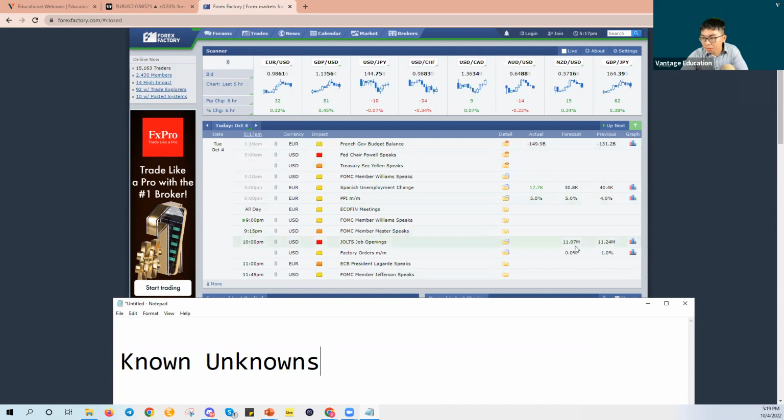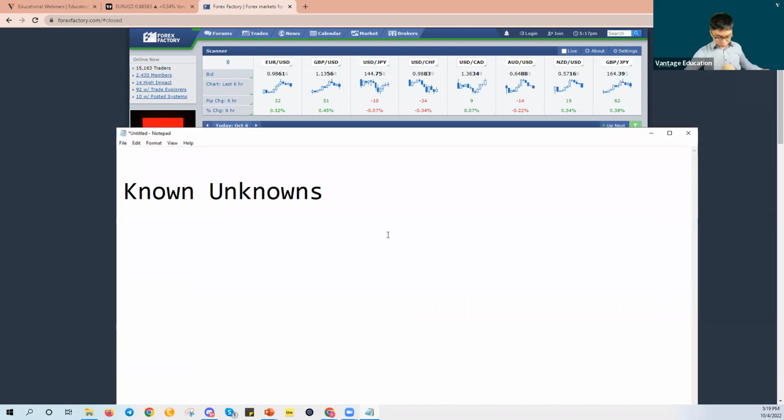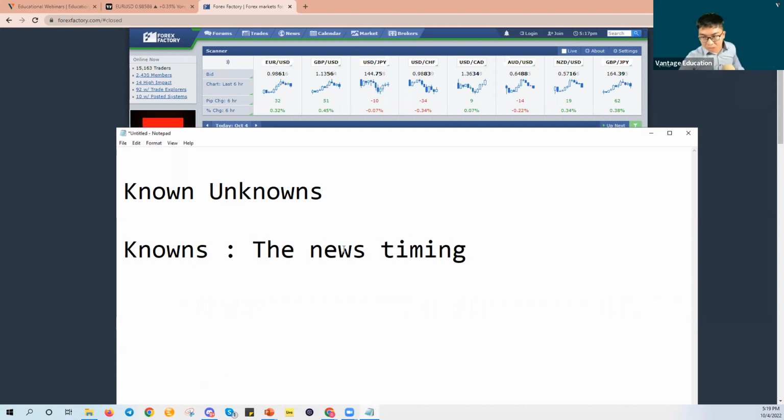We saw the previous, we saw the forecasts, but do we actually know the actual number that is coming out? Especially most of us are intraday traders. We trade during the day and we close our positions before the end of the day. So we do not want all those news affecting our take profits or stop loss. So knowns, what are knowns? Knowns are the news timing. We know what time the news is coming. The news release timing. That's what we know. That's the known.